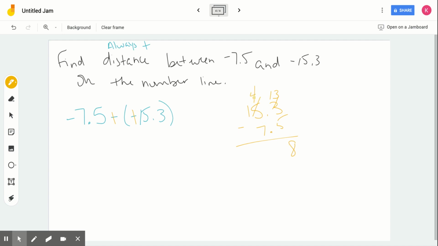We can't take 7 away from 4, so we borrow from the 1. It becomes a 0, and the 4 becomes a 14. 14 take away 7 is 7. Bring that decimal point straight down, and again, we keep the sign of the larger number, which was positive. Now, a good way to go back and check our answer is we know that distance is always going to be a positive number. Our answer ended up being a positive number, so that's a good indication that we've probably performed the problem correctly.